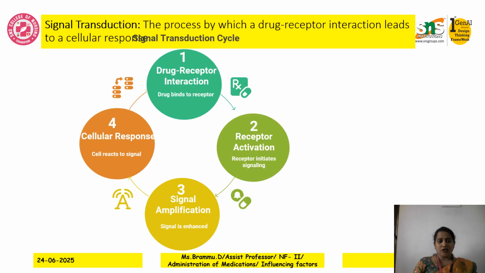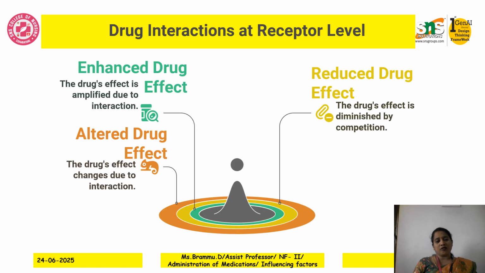Last but not the least, you have the cell signal translation cycle. As soon as the drug enters, it goes and attaches to the receptors, then the receptors are activated, finally the signals are amplified, and the cells get stimulated to the cellular response.